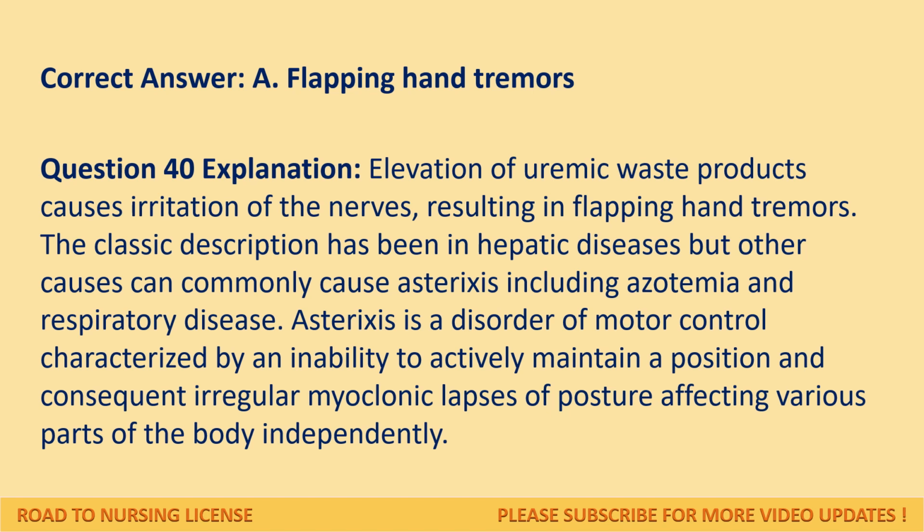Question 40 Explanation: Elevation of uremic waste products causes irritation of the nerves, resulting in flapping hand tremors. The classic description has been in hepatic diseases, but other causes can commonly cause asterixis, including azotemia and respiratory disease. Asterixis is a disorder of motor control characterized by an inability to actively maintain a position and consequent irregular myoclonic lapses of posture affecting various parts of the body independently.